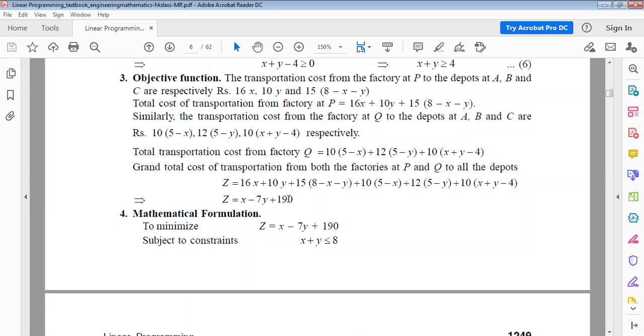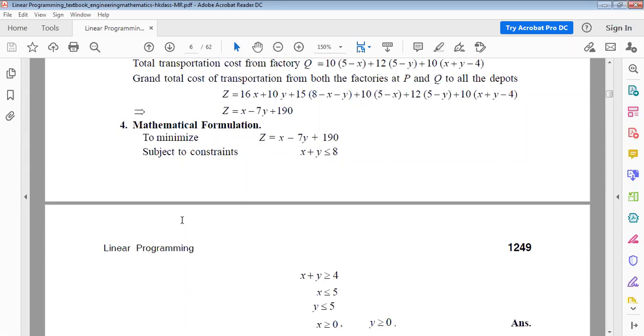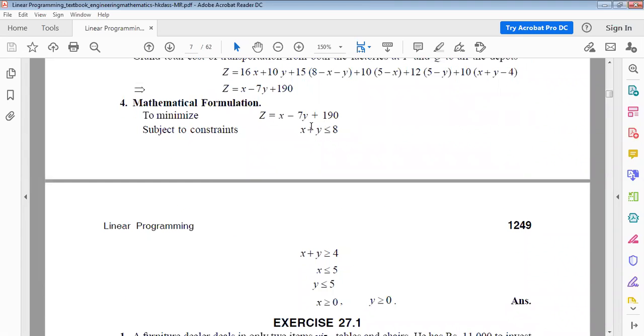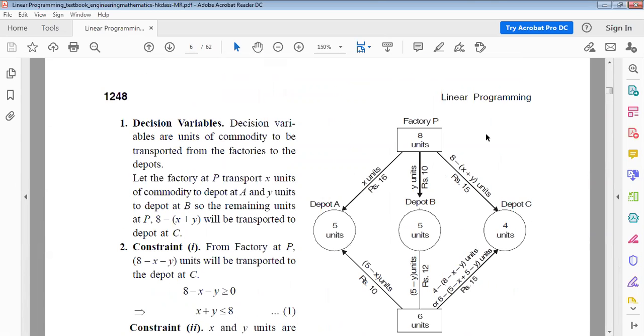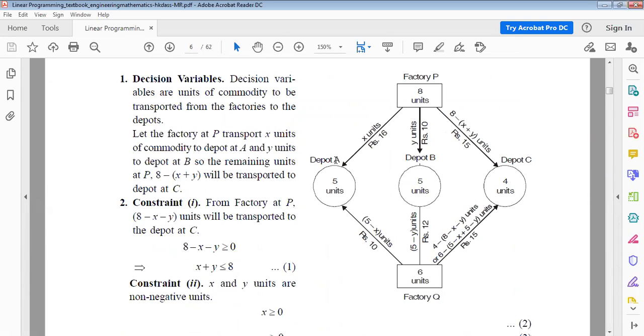So this is the objective function, and the mathematical formulation will be the objective function and the constraints. There are 4 constraints, and there are the non-negativity restrictions, which are also constraints. So this whole makes the formulation of the LPP problem for the given transportation problem.